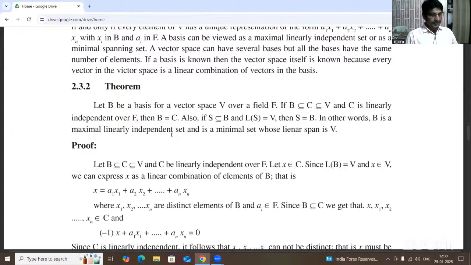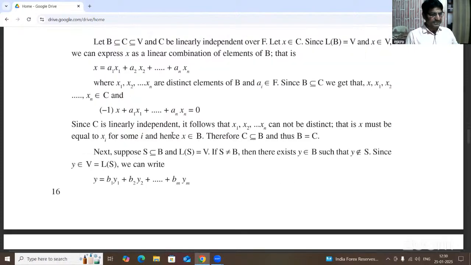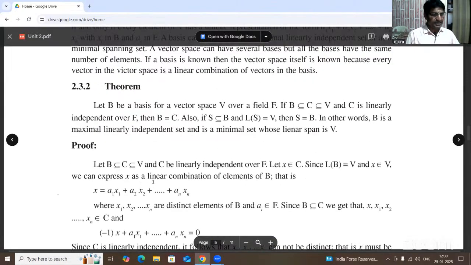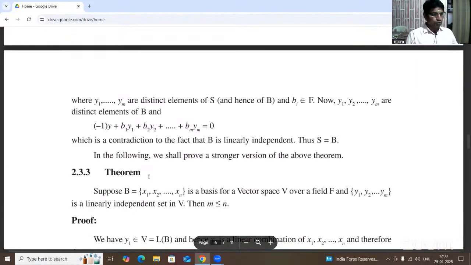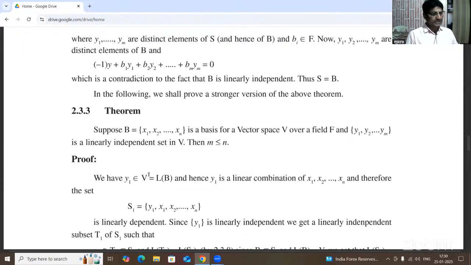From the basis of a vector space, these theorems are also very important in the examination, 2.3.2 and 2.3.3. They are very, very important, because please note down here, suppose B is a basis of a vector space.